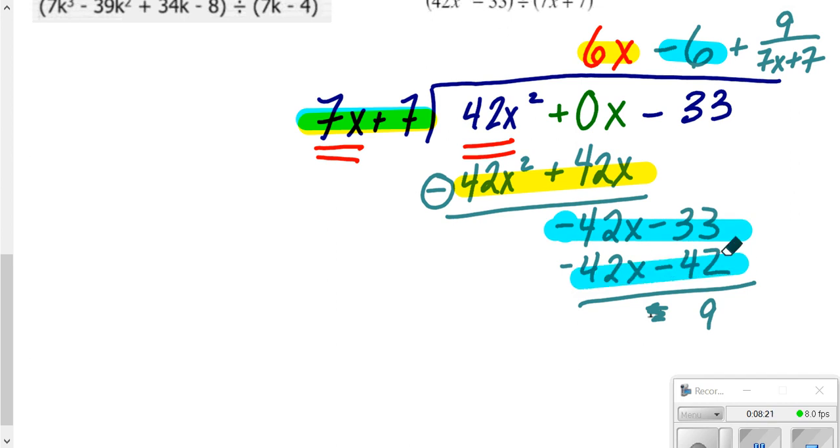Sorry, I kind of highlighted the wrong thing there. And then make sure you remember that whole thing about the signs, okay? And so your remainder here is not a 0, it's 9. And then you put that added on over your divisor, okay, to get your complete answer.